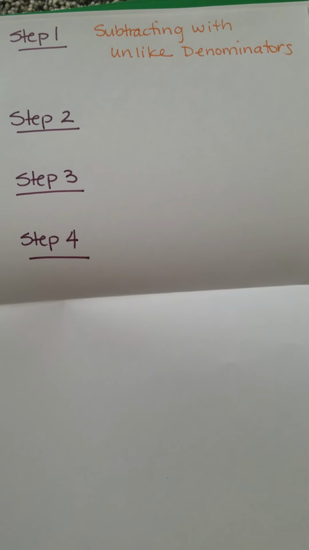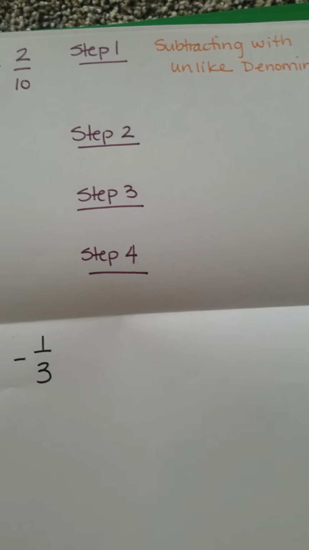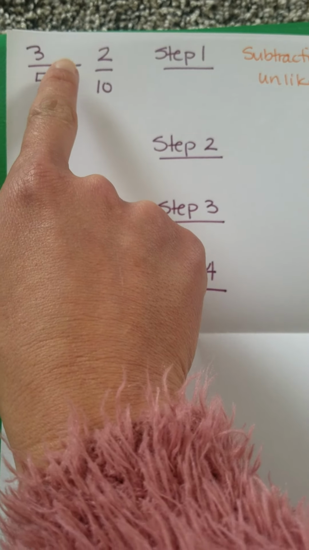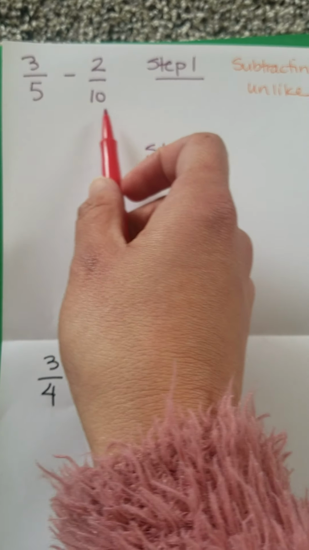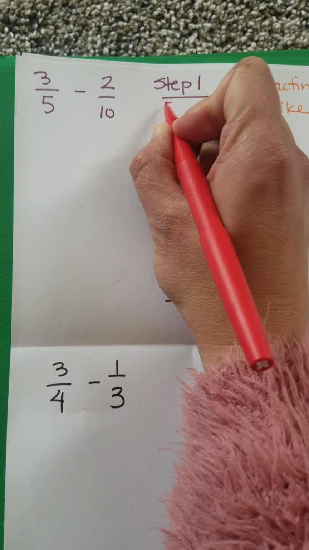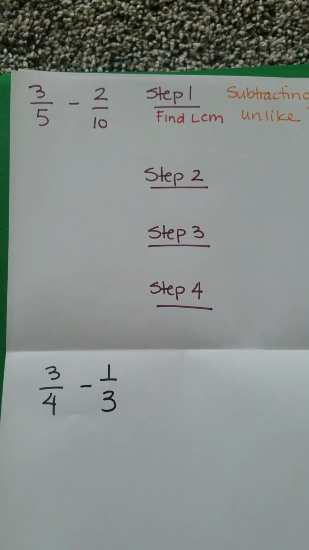Fifth graders, today we're going to be working on subtracting with unlike denominators. And like addition, we're going to be following the same steps. So first thing, you'll notice our two fractions, 3/5 minus 2/10. And I notice that their denominators are different. So the first thing we need to do is find the LCM. And remember, that's least common multiple.